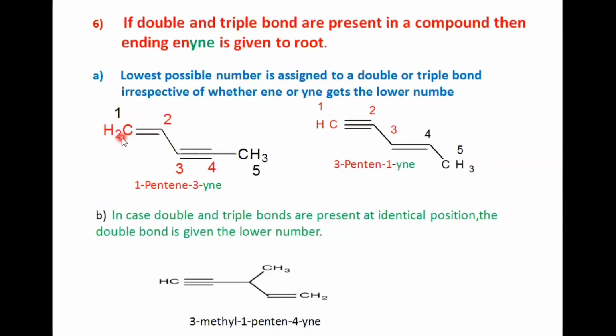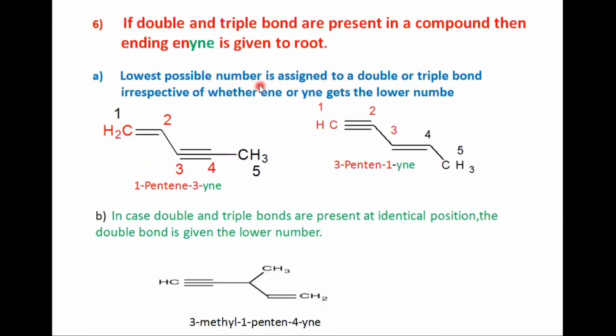If we assign the numbering from the left side, 1, 2, 3, 4, 5, the carbon-carbon double bond is getting number 1. But if we assign numbering from here, 1, 2, the carbon-carbon triple bond is getting number 2. So our target is that we should assign the double bond or triple bond the lowest possible number. So we will assign numbering from here. This is the correct method of numbering from the left side, 1, 2, 3, 4, 5. So the parent chain contains 5 carbon.